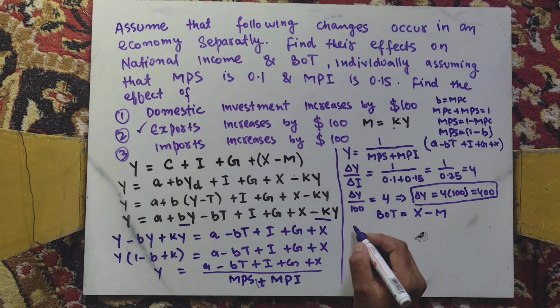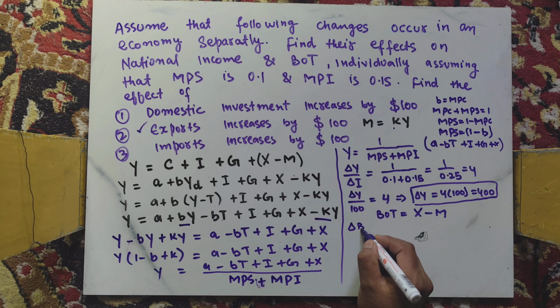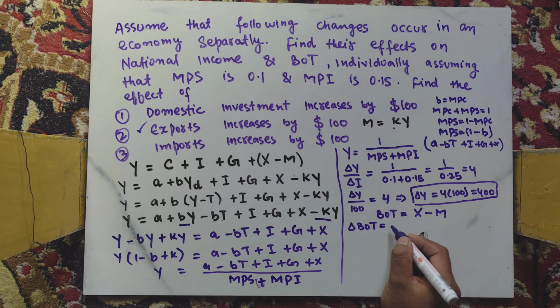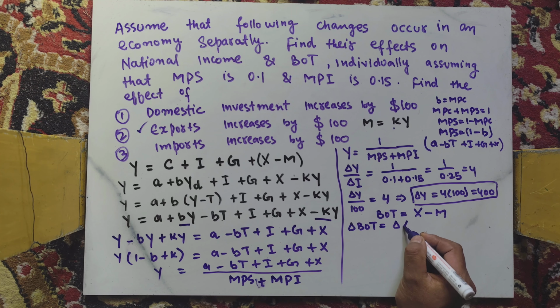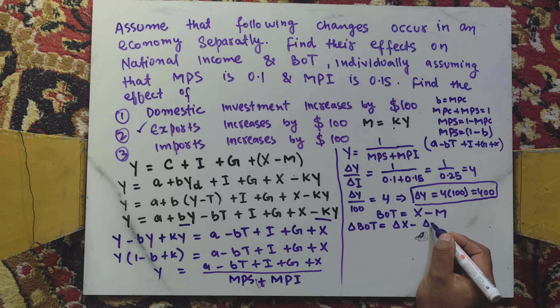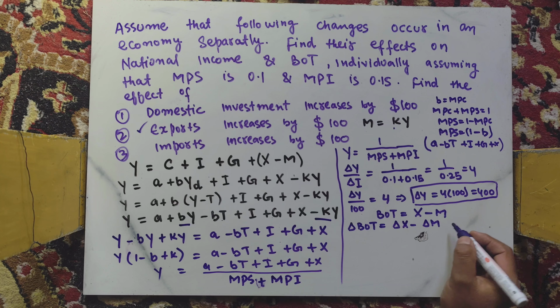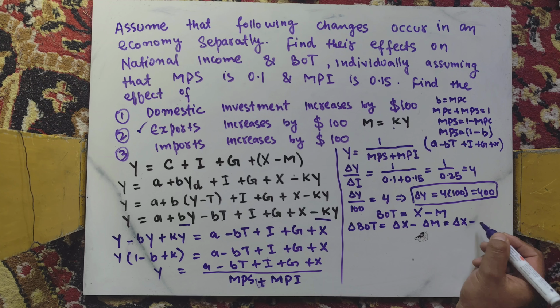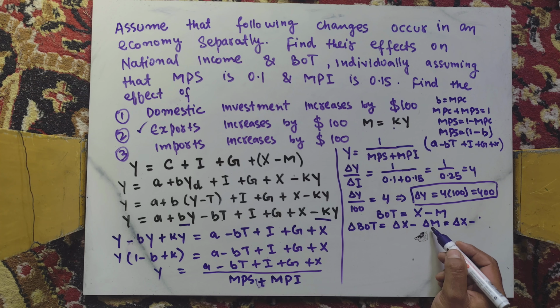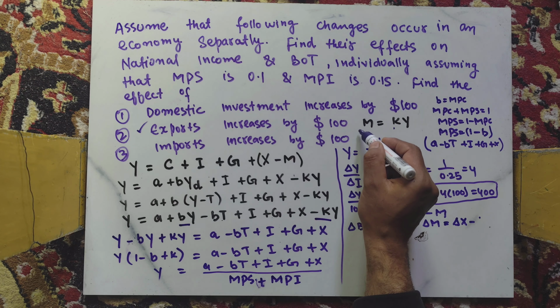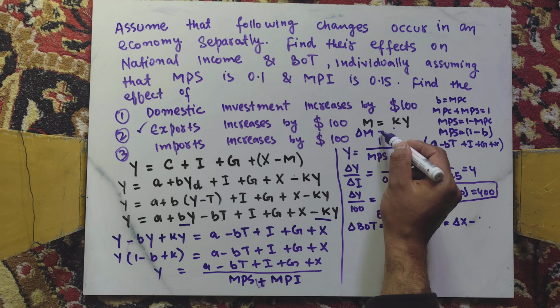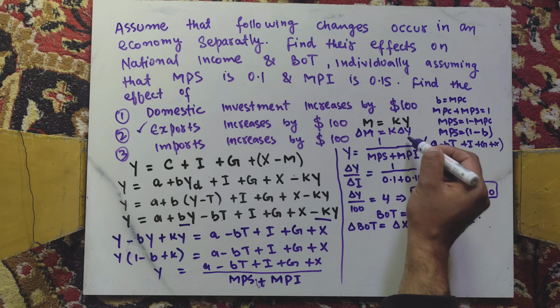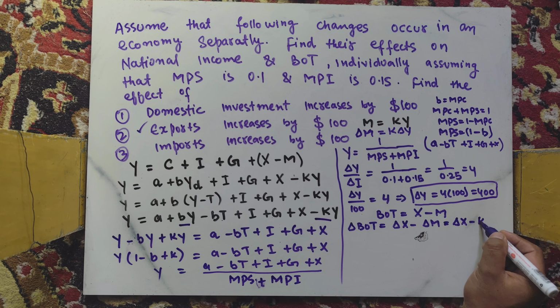So the change in the balance of trade will be equal to the change in the export minus the change in the imports. Which will be equal to change in the exports minus, now what is the change in import? Since import is this function, we have change in import will be equal to k times the change in the income.